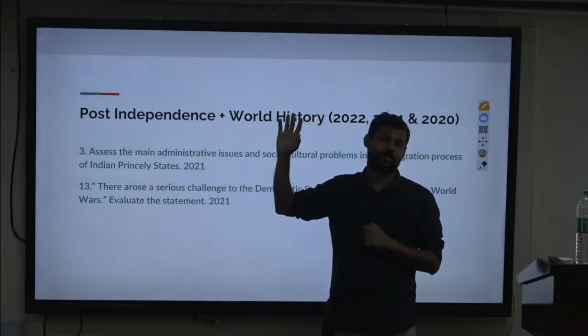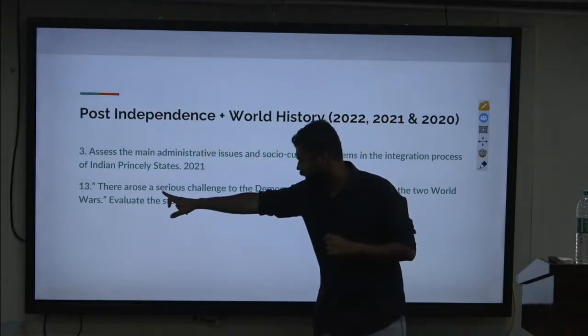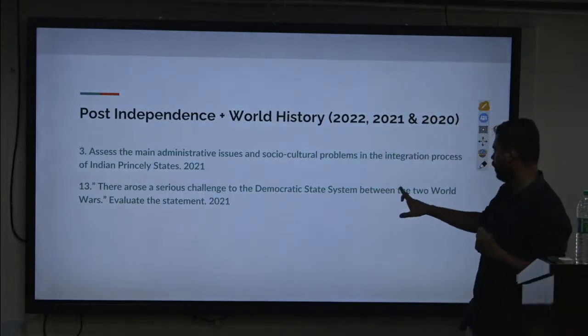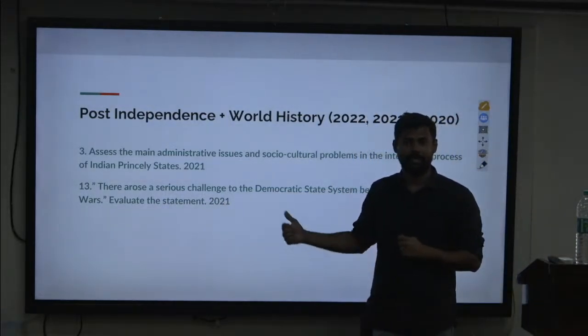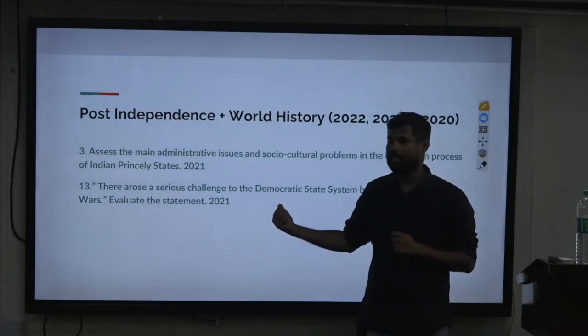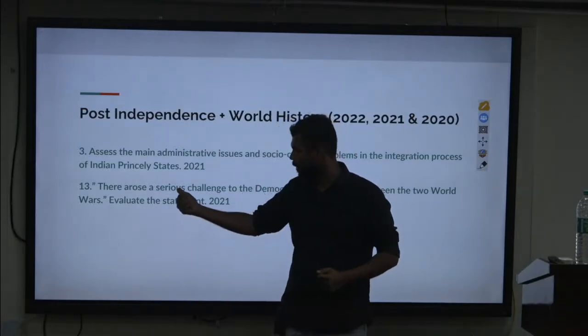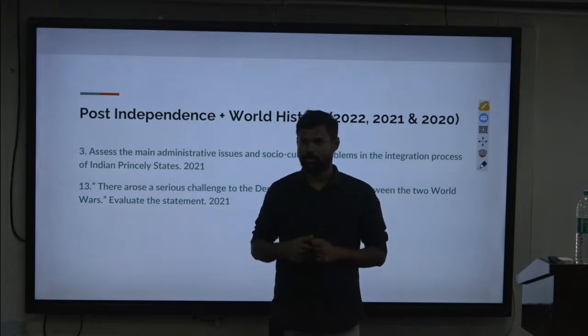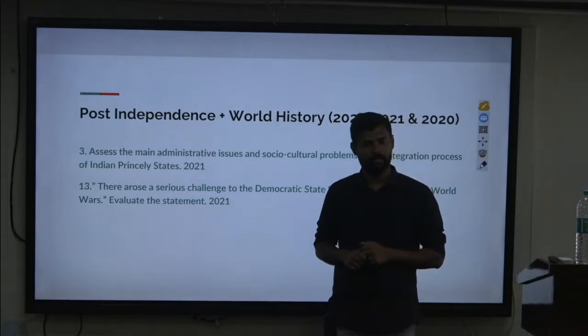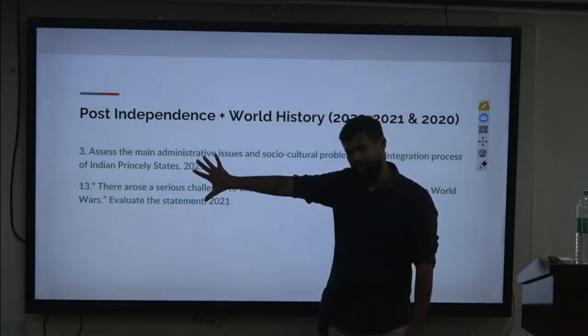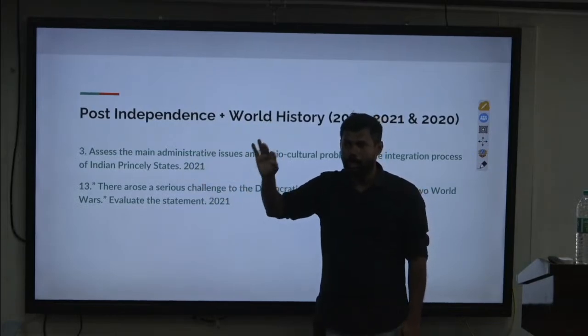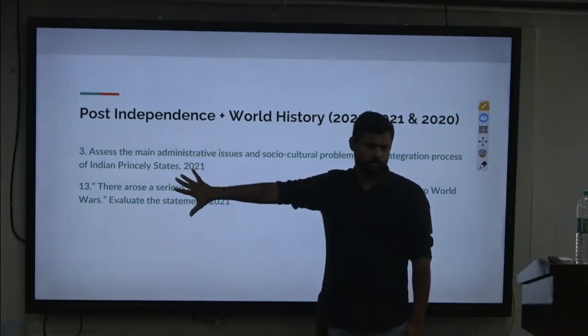Though some questions are asked in such a way that no one can answer. Next, there arose a series of challenges to the democratic state system between the two world wars. Again, this is conventional. It is not anything extreme. They are asking, between 1915 and 1940, what were the events that impacted the democratic system. So you have to talk about the rise of fascism, the rise of Nazism, the extremeness of colonialism, the coming of new superpowers, and how they are all impacting the democratic system. So both are actually easy, both can be answered only with the competency of conventional topics.